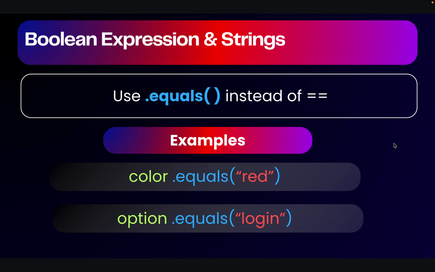If we take a look at our examples, we're saying that the variable color equals the string red. So if color is holding the value of red, then it would be true. If it's not, it would be false. Same thing with option. Option is the variable, and you're applying the equals method to that string variable to see if the variable value is equal to login. So instead of using the double equal sign, we are using the equals method for strings.